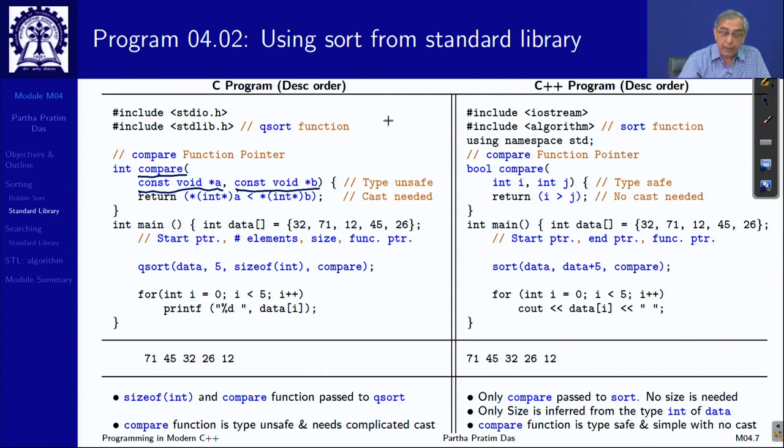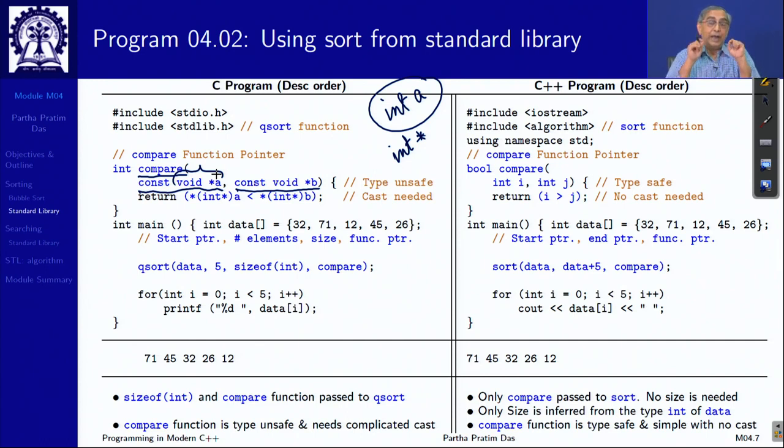If A were int, then the pointer that we will need to pass is int star. If it is double, you need to pass a double star, and you do not know that. So, what do you do? You pass void star, which says that this is a pointer to a type that I do not know.